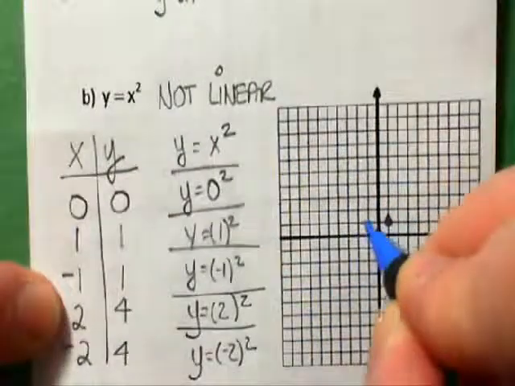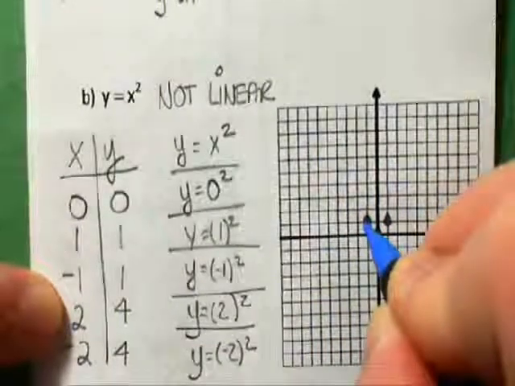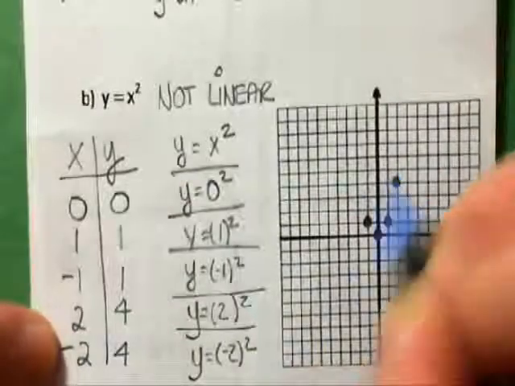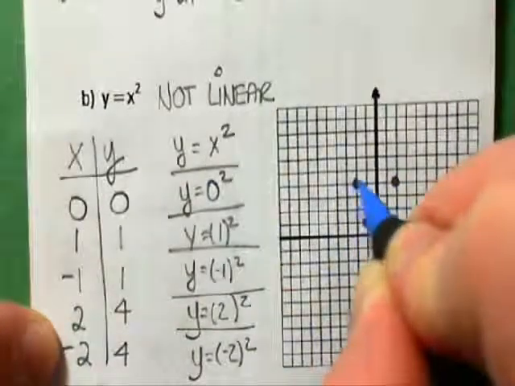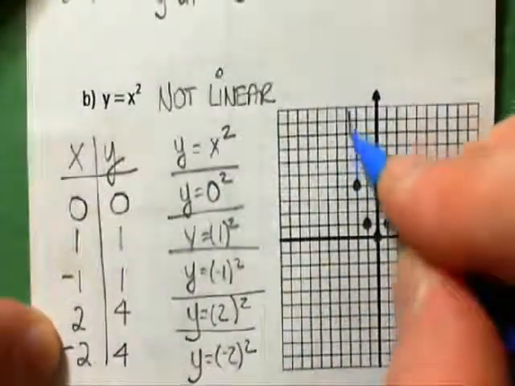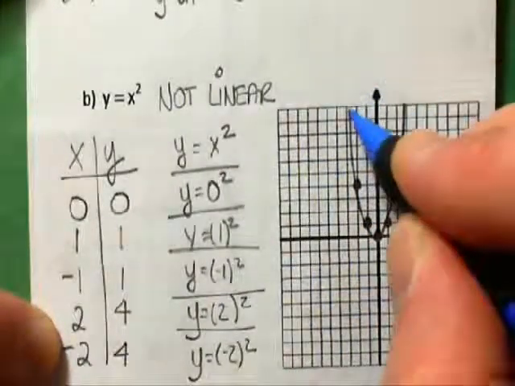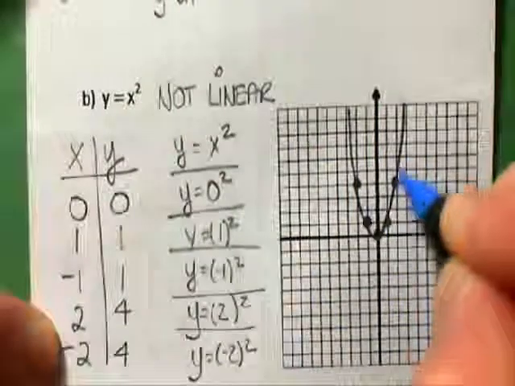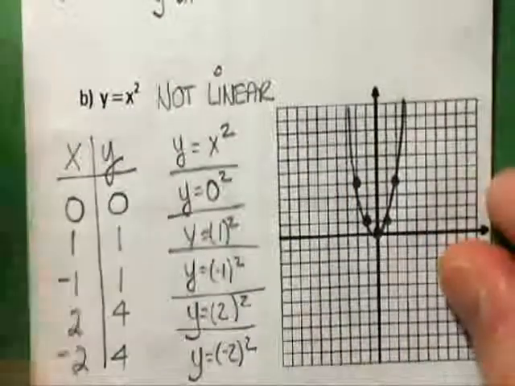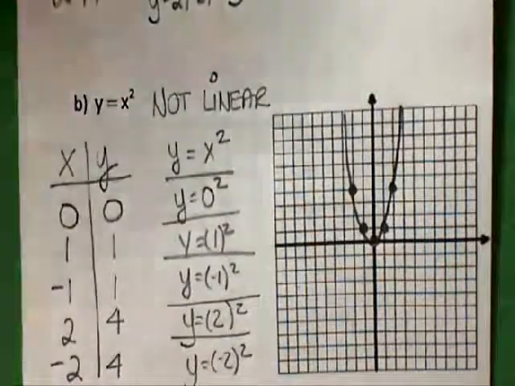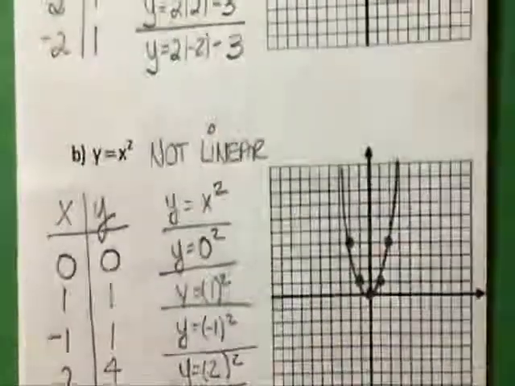Then would be negative 1, 1. And then 2, 4. And then negative 2, 4. And as you can see, it makes a curved line, which you would call a parabola. So this is not linear, not a straight line. Okay? Alright, let's go to the next problem.